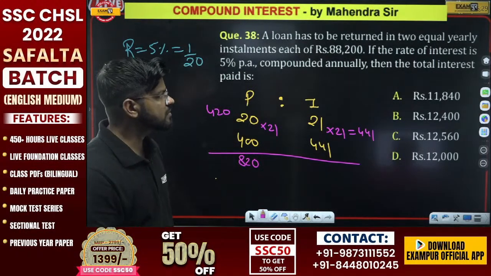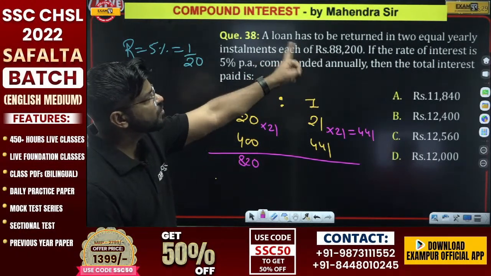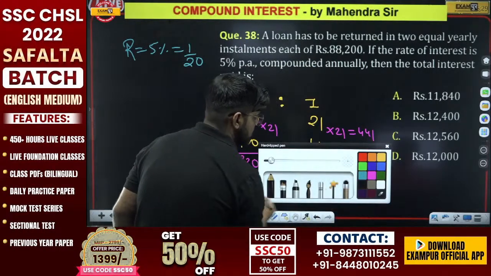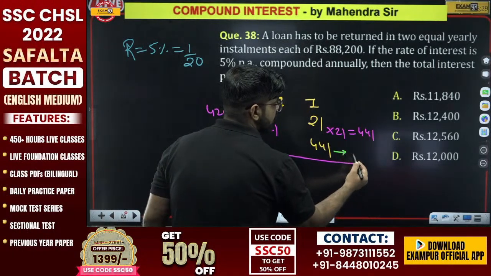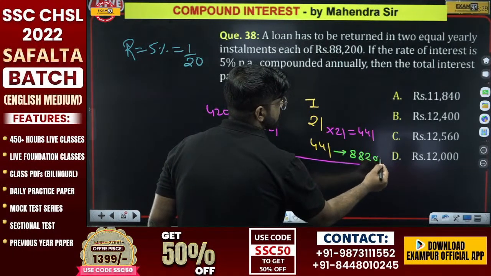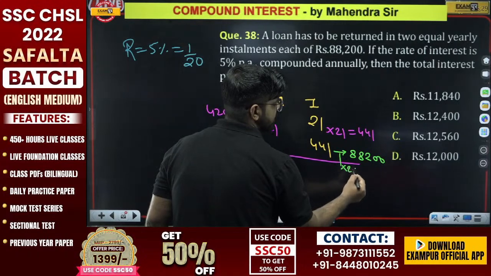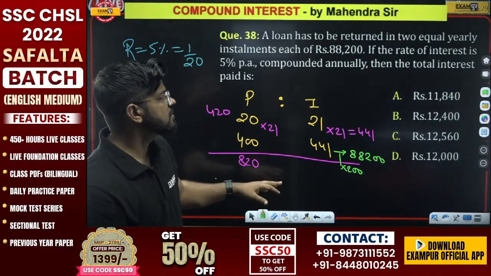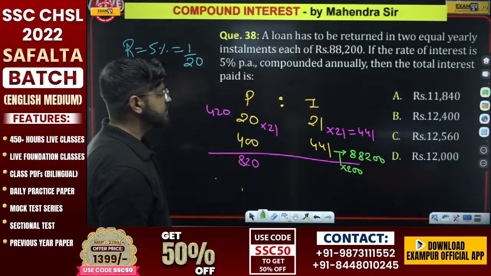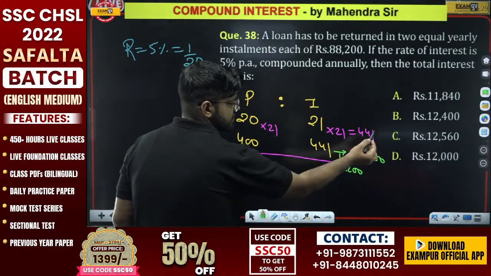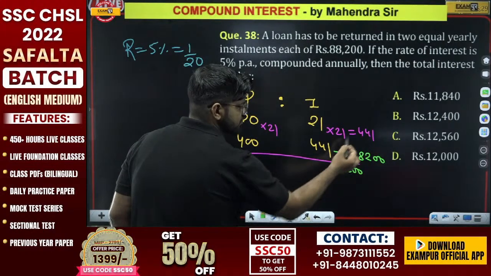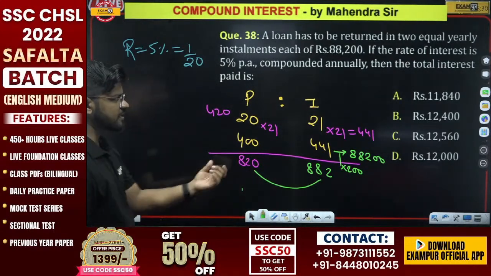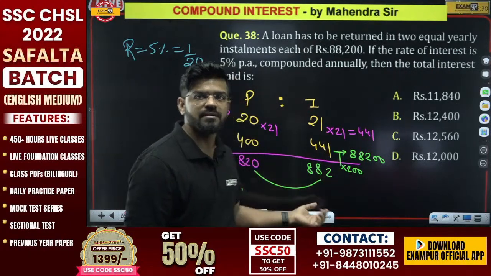This will be 441. So the question is saying a loan has to be returned in equal yearly installments each of this. That means my EMI is equal to 8820. Multiplying factor is 200. Yes or no? Multiplying factor is 200. What is the question asking? The total interest paid. We just have to calculate the difference between this and this. Difference is 62. You know that this is principal, this is total EMI paid, the total interest paid is 62.